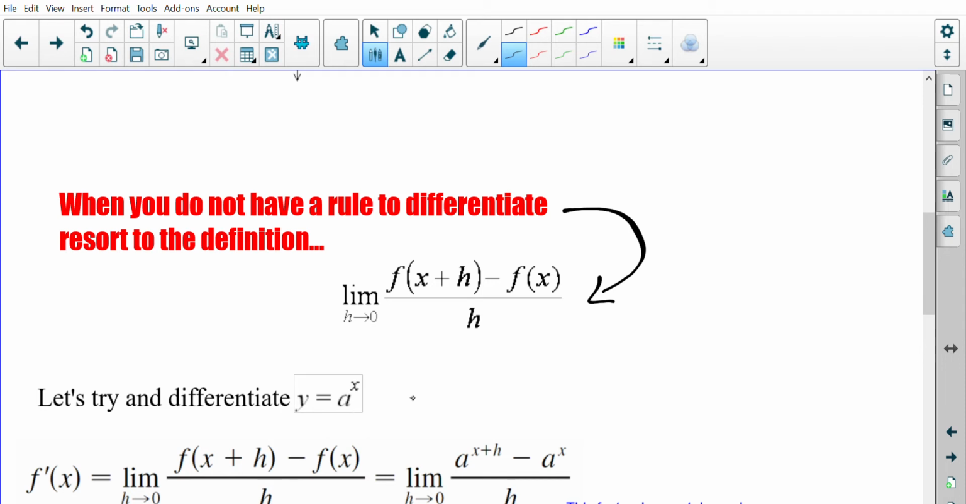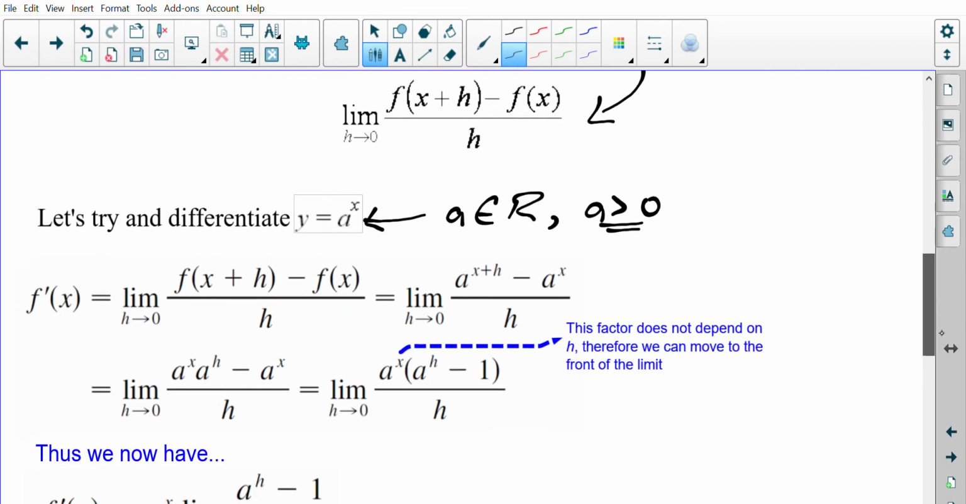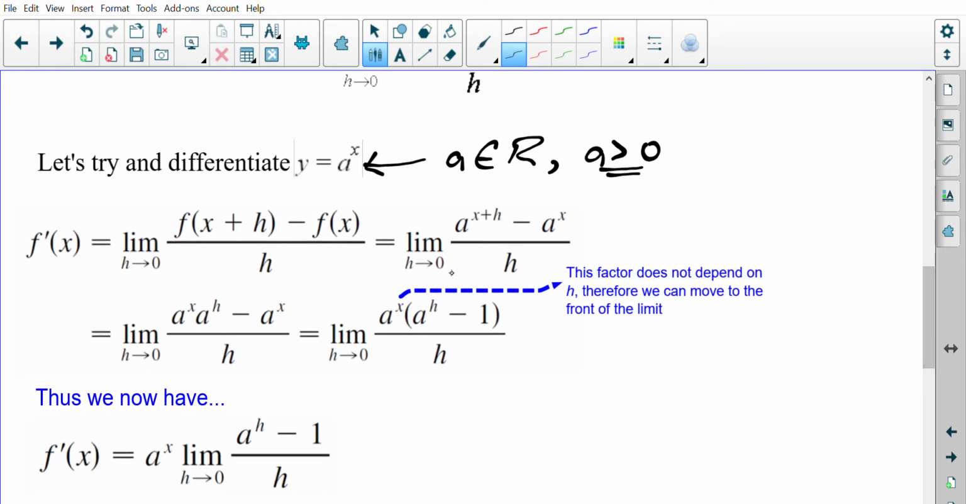We'll just make it generic, where a is some element of the real numbers, and we'll assume that it's a positive base for now. A is greater than 0. So the derivative, by definition, so remember, if this is f of x, then f of x plus h simply means replace the x with x plus h, which I've done here. And then we end up with our formula filled in.